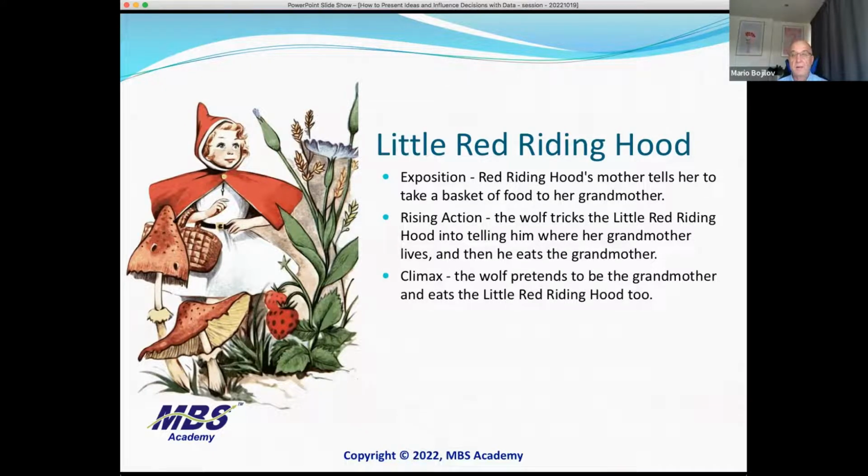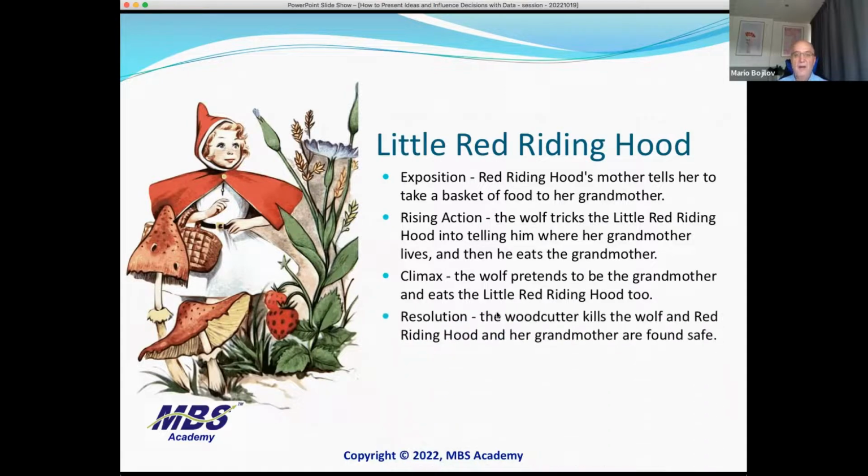Little Red Riding Hood comes to the house. The wolf pretends to be the grandmother, and he eats Little Red Riding Hood too. And finally, resolution: the woodcutter comes, kills the wolf, finds the grandmother and Little Red Riding Hood, and everything's great, and everybody's happy.